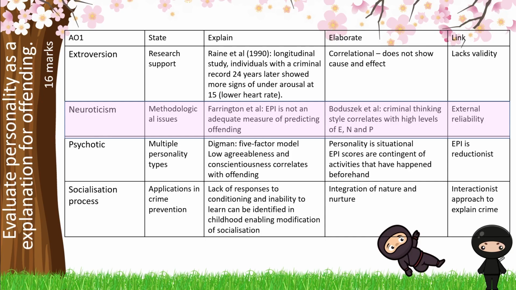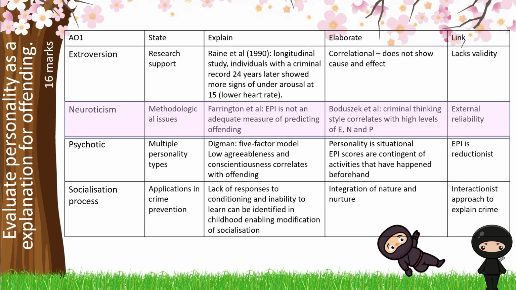Where we've got the EPI, or Eysenck's personality inventory, that measures these 3 traits, it's an inadequate measure of predicting offending. So although we might have high scores, again, we're saying it's not a causal relationship, in that having these high scores means that offending is particularly the outcome. We can counter that with our research here, with Boswell et al.'s research, where a criminal thinking style does correlate with high levels of extroversion, neuroticism and psychoticism.